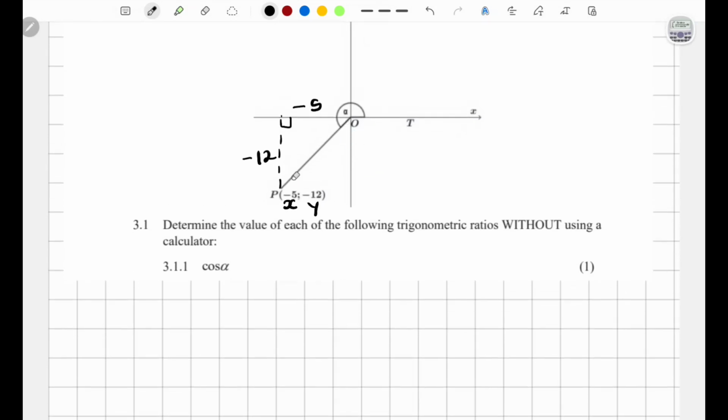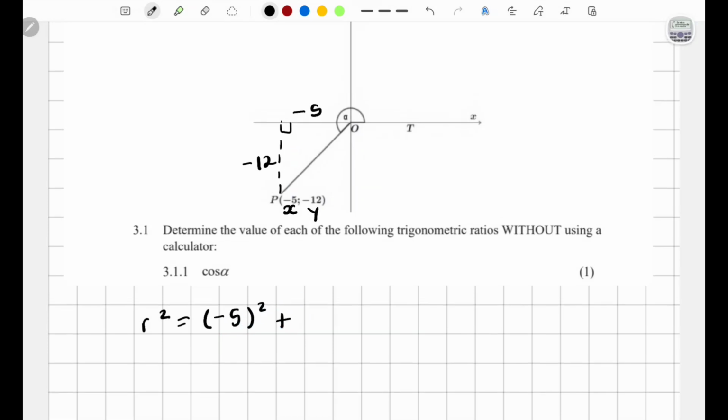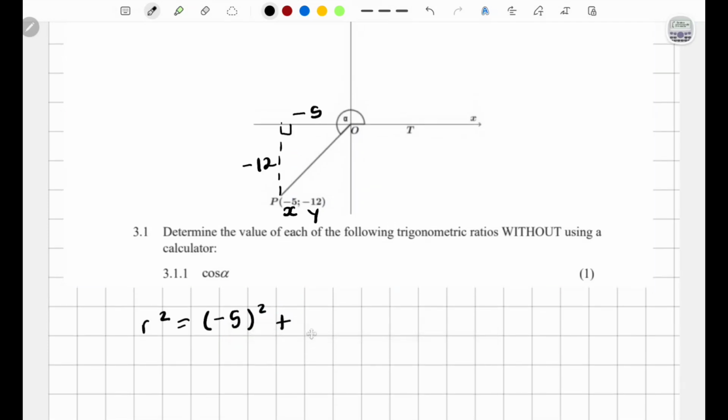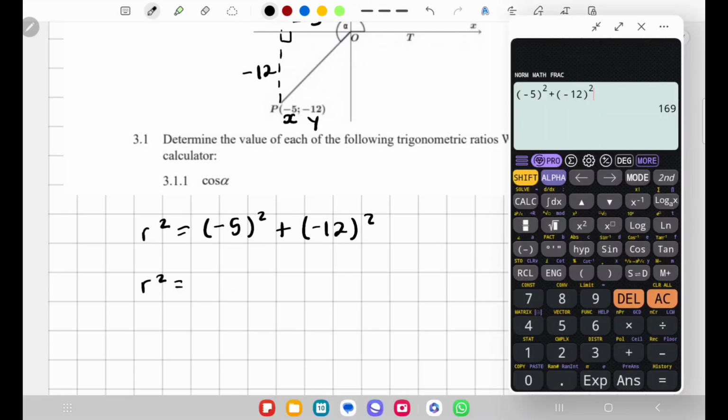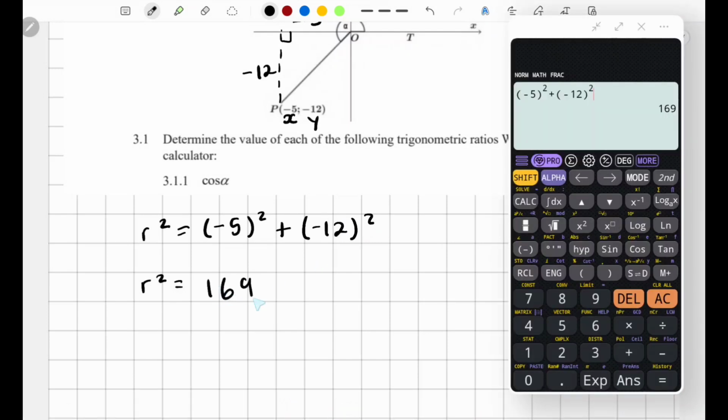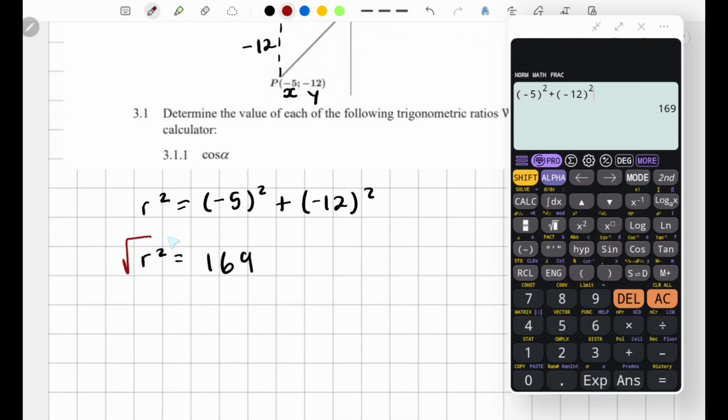So the radius, or the hypotenuse squared, is always going to be equal to the one shorter side squared, which is the -5 squared, plus the other shorter side squared, which is the -12 squared. Okay, then we can say r squared is equal to, and you can just punch that into your calculator, and we get 169. Okay, then you need to solve for r. So you'd square root both sides.